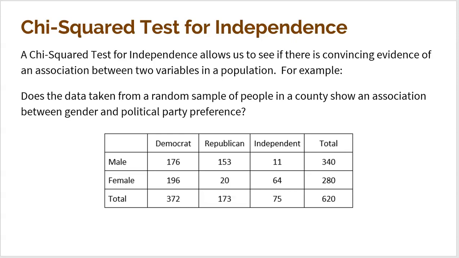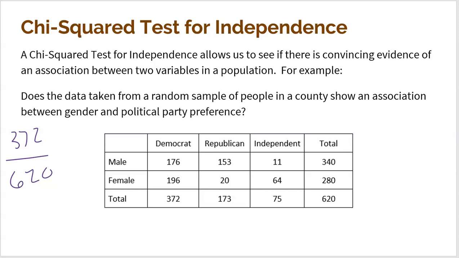So that's the key, right? You always start with the null. The null is that no, there's no association. Male, female, it doesn't matter. Well, if there's no association, you start with your totals, right? So for example, Democrat: 372 Democrats out of 620.